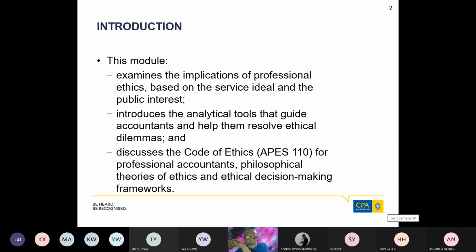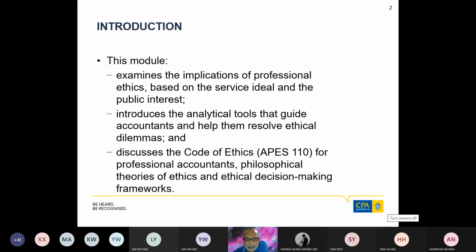Examine the implication of professional ethics based on the service ideal and public interest. These are the two important things that we need to keep in mind: the ideal of service and public interest. And then we will also look at some of the analytical tools that guide accountants and help them to resolve ethical dilemmas. Earlier in our tutorial, we had a few mini case studies where we had this issue of ethical dilemmas: to do or not to do, what to do, and so on and so forth. This is called ethical dilemma. We just finished our tutorial with those who are in the section 3 class, so you will have some idea of what these ethical dilemmas are. It could be issues relating to overtime, working without being paid, earnings management, poaching of staff, and so on. There are so many things that we can use in the case study.